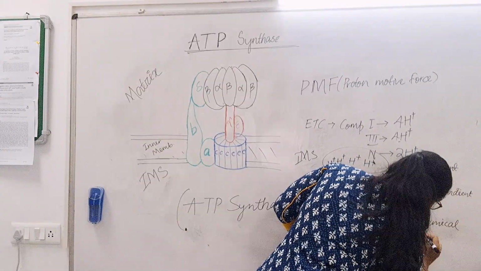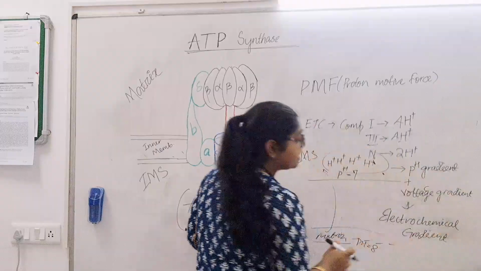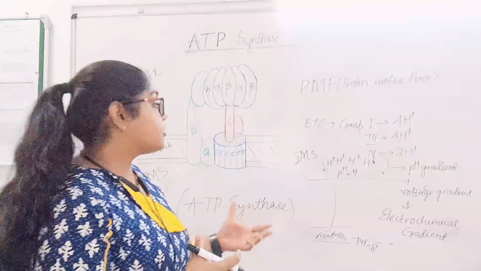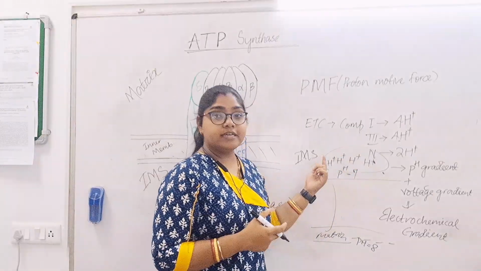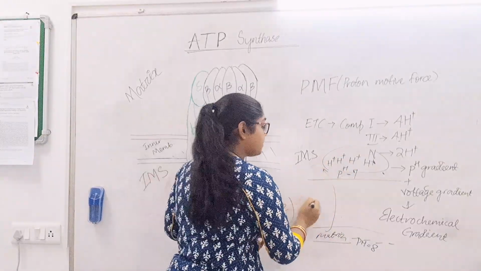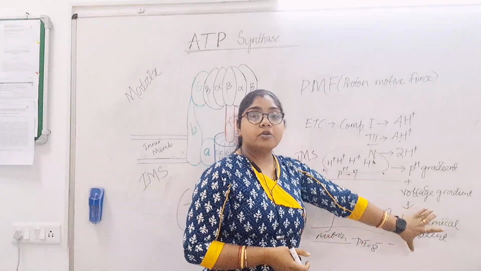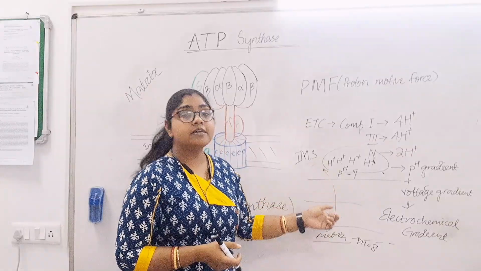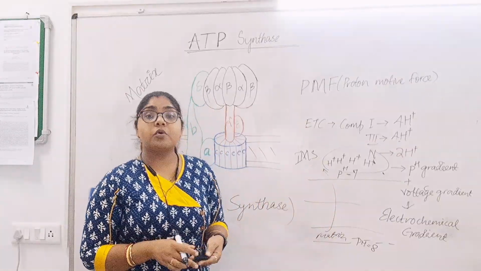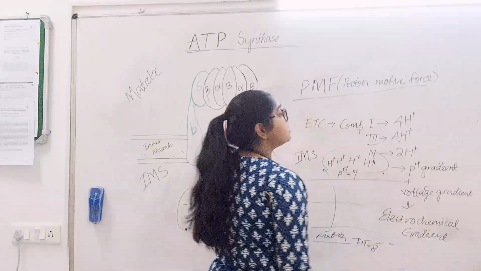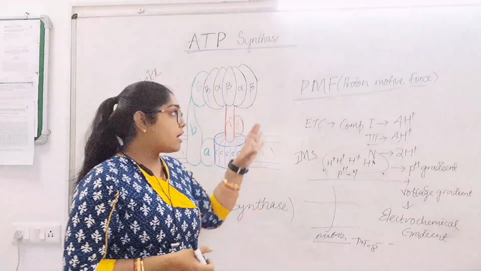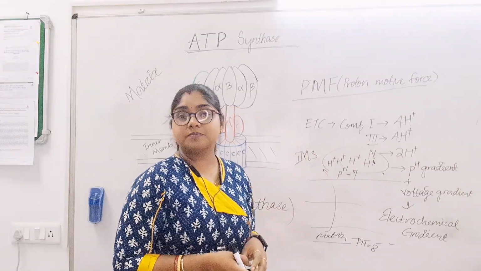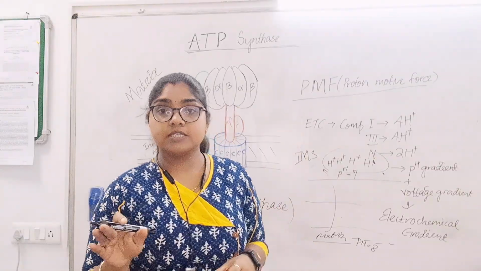So the electrochemical potential energy that is created by the proton gradient across the inner membrane is known as the proton motive force. Complex 5 uses this proton motive force to catalyze the ATP synthesis process. Now you have understood what the proton motive force is.